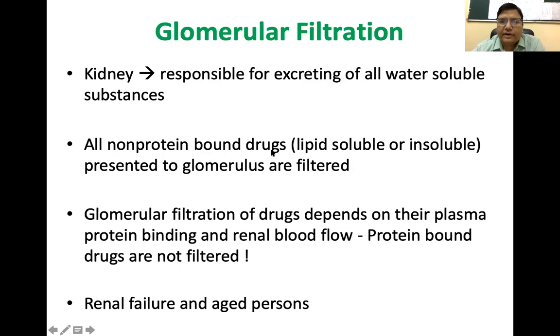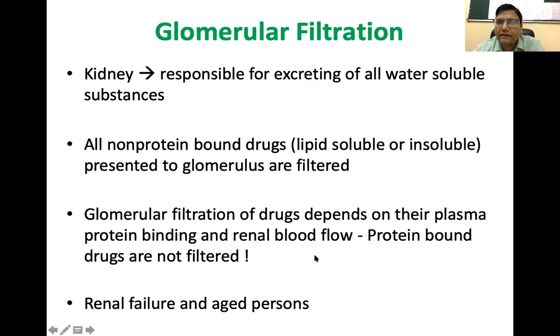All the non-protein bound drugs, whether lipid soluble or insoluble, come to the glomerulus and are filtered out. So it is always the free drug which comes out in the glomerular filtration. Those drugs which are bound with protein in the plasma are not filtered, since the size of the protein molecule is large. So the glomerular filtration of a drug depends on its plasma protein binding. That means if the plasma protein binding is high, the glomerular filtration will be low for that drug.